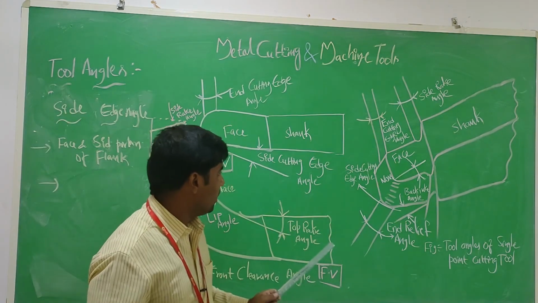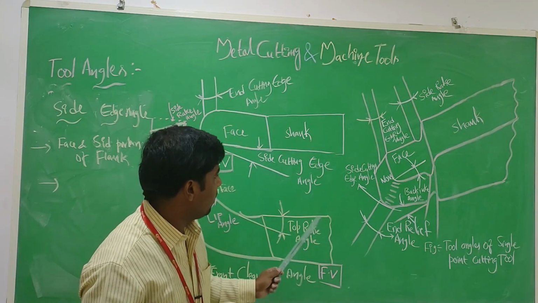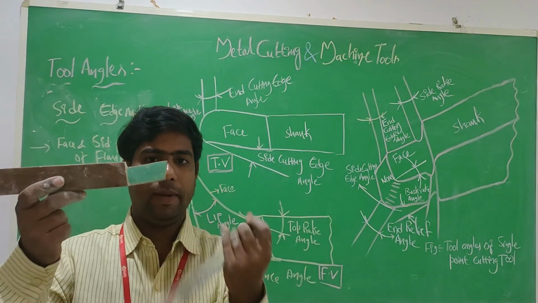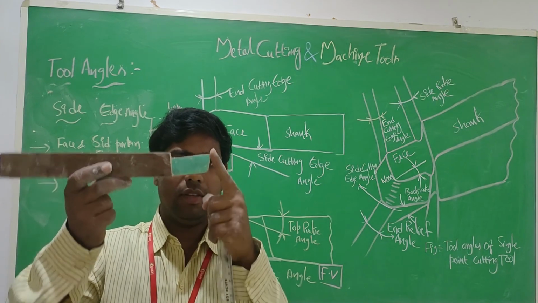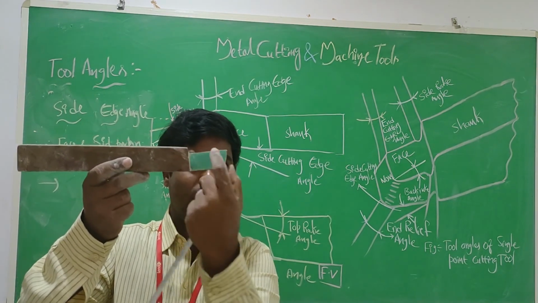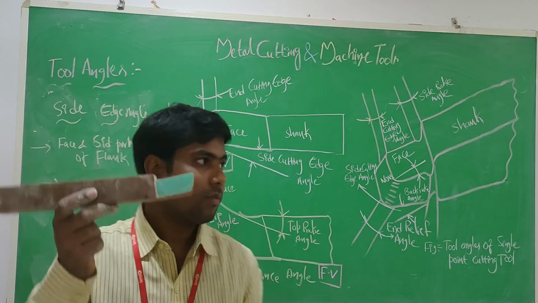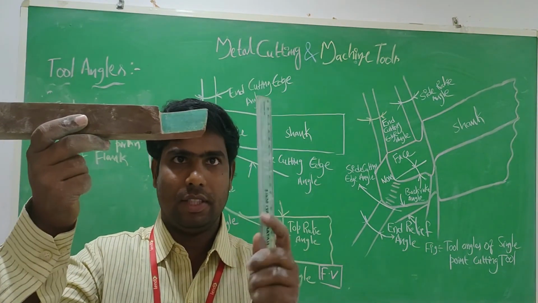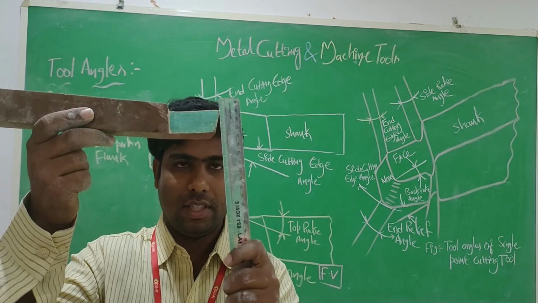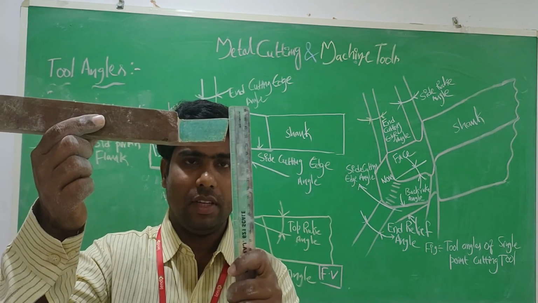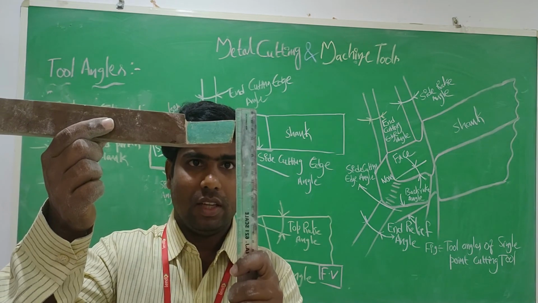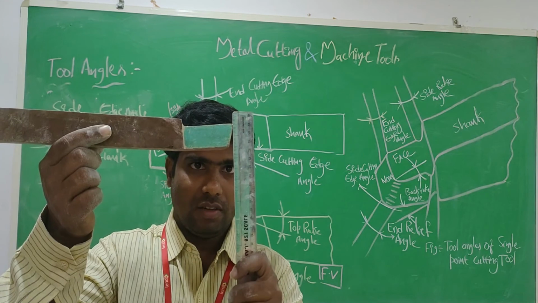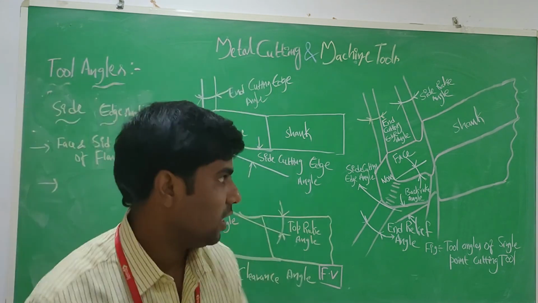Next, we have side rake angle, back rake angle, as well as clearance angle. Coming to lip angle, this is the lip angle: the angle between the flank and the face is called the lip angle. Next, the clearance angle. This is the front clearance angle: the angle between the plane perpendicular to the base and the front portion of the flank immediately adjacent to the base is called the front clearance angle.